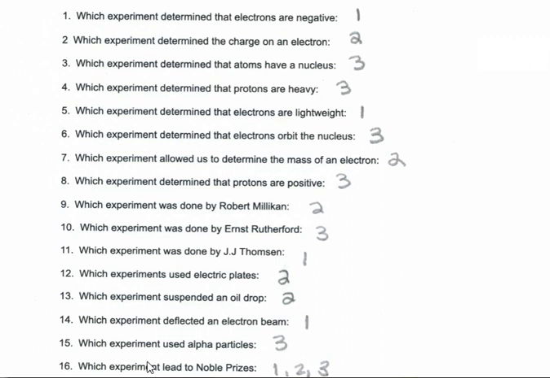So who got Nobel Prizes? All 3 of them, 1, 2, and 3. So J.J. Thomson, Robert Millikan, and Ernest Rutherford all got Nobel Prizes.